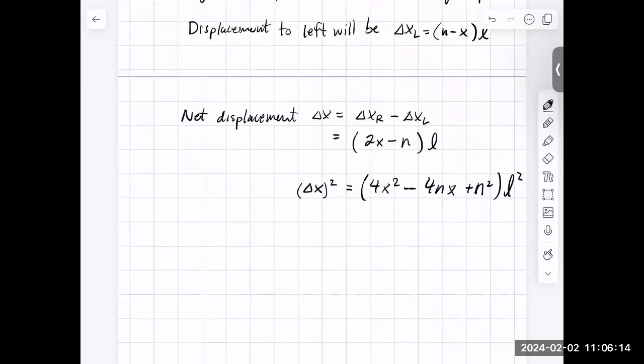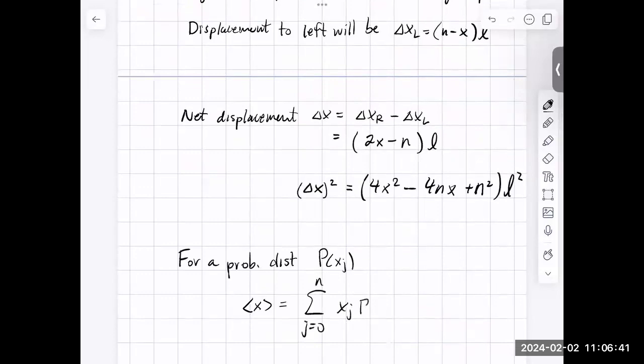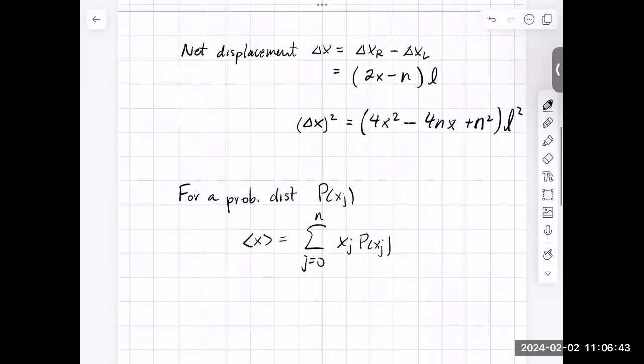Before we do the calculation, let me just remind you of a few things. For a probability distribution, say P of xj, where xj are the possible outcomes of some kind of measurement, we said that the average value of x was given by the sum from j equals 0 to n of xj times P of xj. The average of x squared would be the sum from j equals 0 to n of xj squared times P of xj.